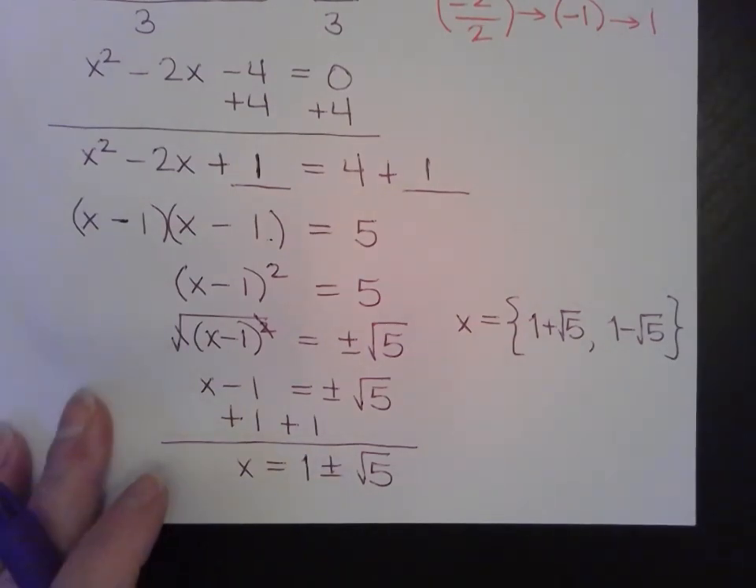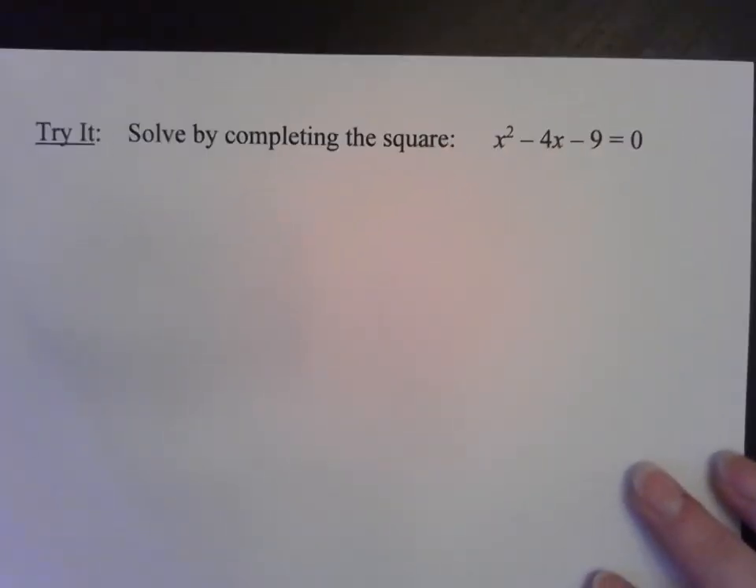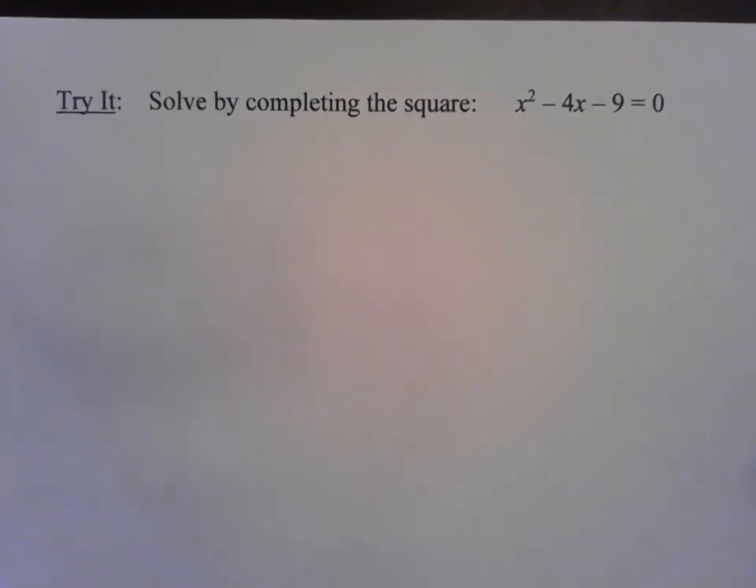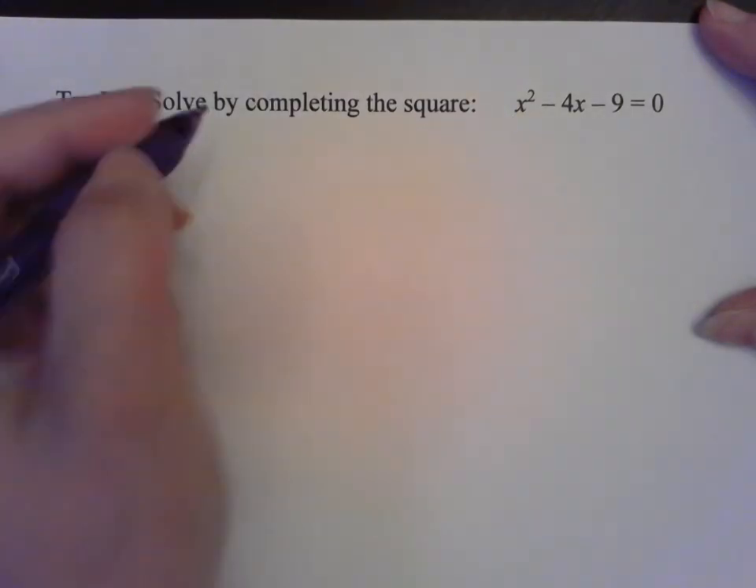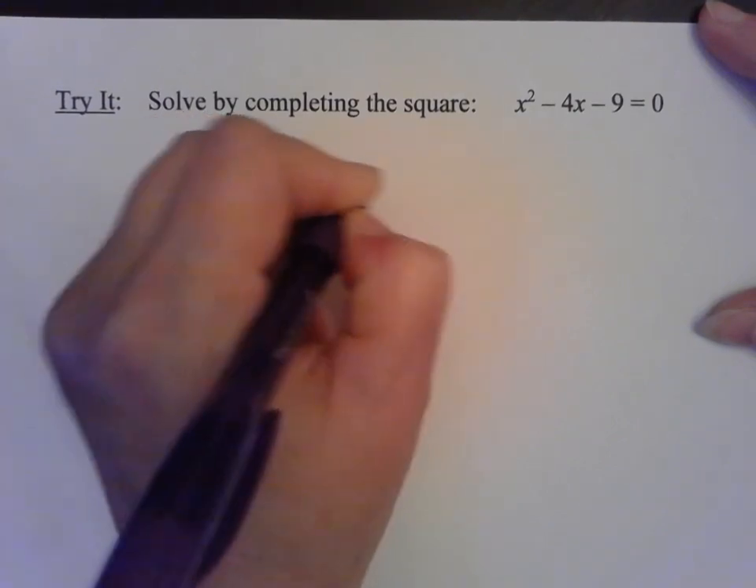Okay, let's try one more before I leave you. If you want, you could pause the video and try this out on your own. Let's see if you get it worked out the same way I do. Okay, we're going to go through those same steps. The first step was to divide by a, but a here is 1. So I don't actually have to do that first step. It's already done for me.